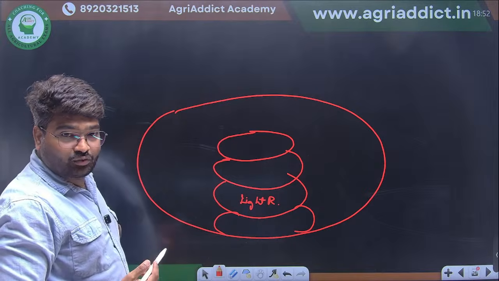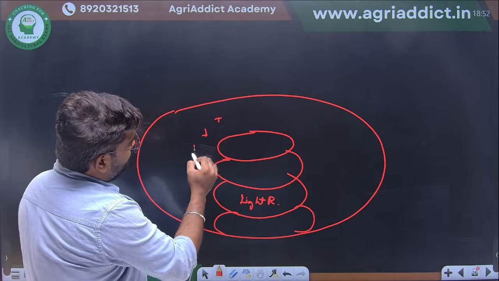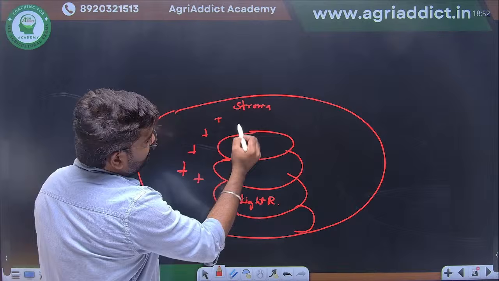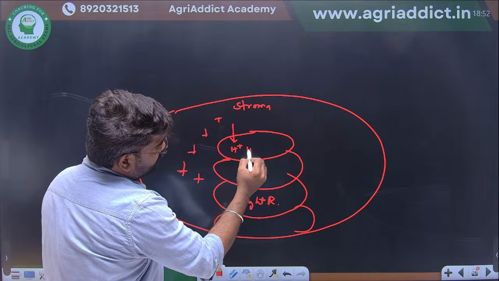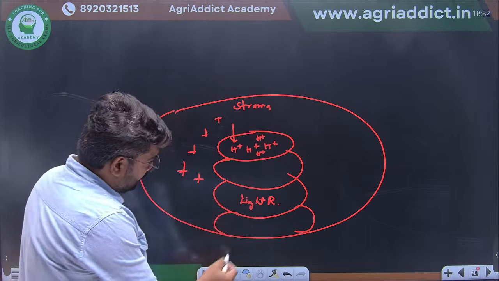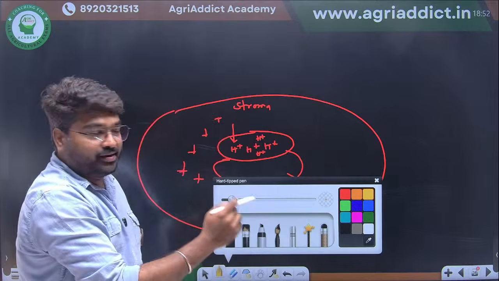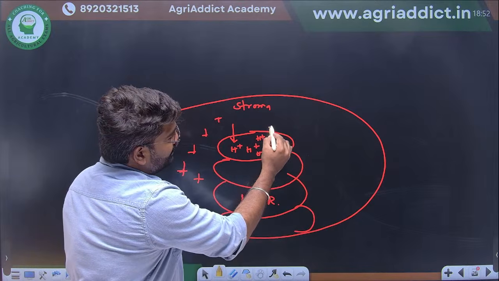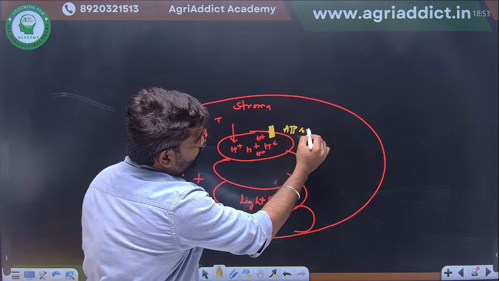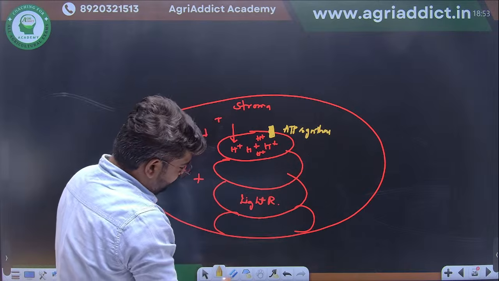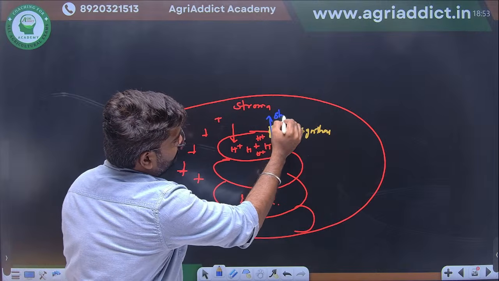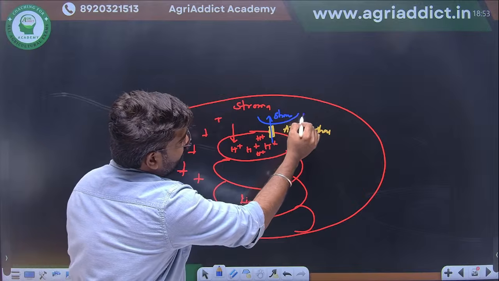So during the light reaction, H plus from the stroma will be pumped inside to the thylakoid lumen. So H plus gradients will be formed. In the thylakoid, the ATP synthase complex will be there. What will it do? It will let the H plus ions flow back to the stroma. Because of this process, ATP will be synthesized.